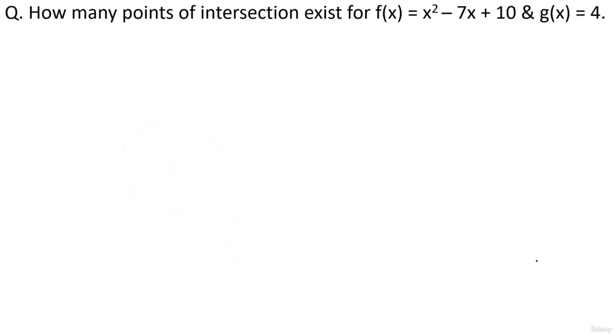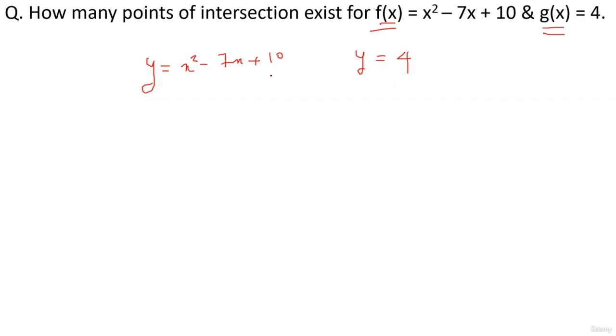So how many points of intersection exist for f of x equals to x square minus 7x plus 10 and g of x is equal to 4? So guys, we need to find the point of intersection, right? So देखो पहला वाला equation basically है क्या? Y is equal to x square minus 7x plus 10, right? And दूसरा वाला क्या है guys? Y is equal to 4. दोनों basically यही है, right? f of x मतलब y भी है और g of x मतलब भी y ही actually, right?